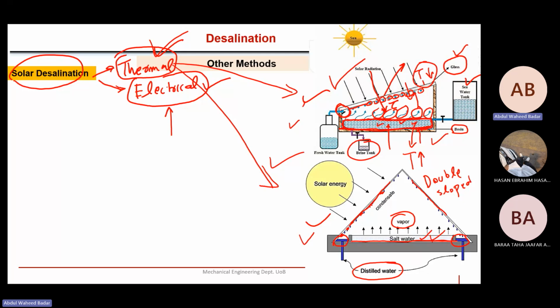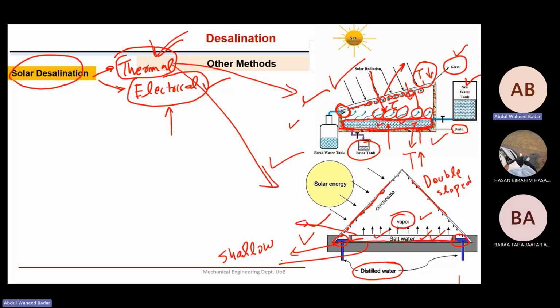So this seawater is placed in a very shallow basin. It should not be too thick, because if it is too thick, then solar radiation will not be absorbed properly. So the thickness of this seawater is very important. It should not be too thick, and it should not be too thin, right? Solar radiation is heating this water, which will cause the evaporation. Okay.